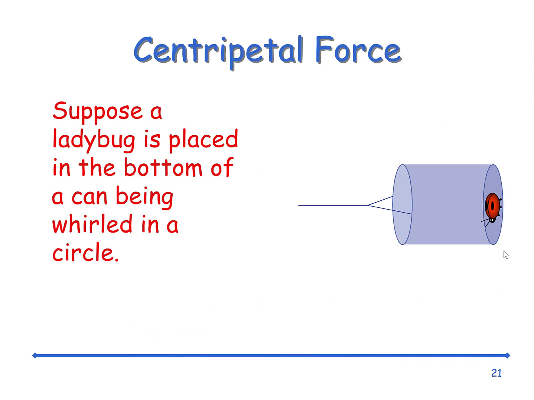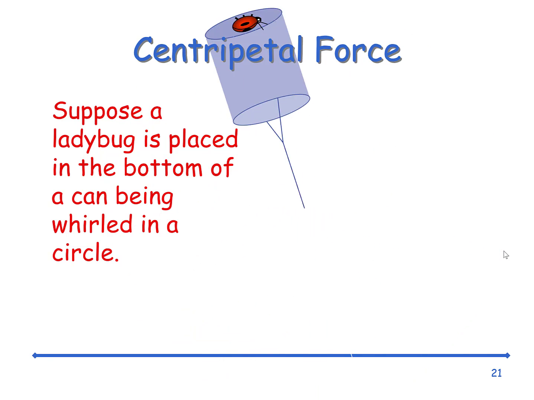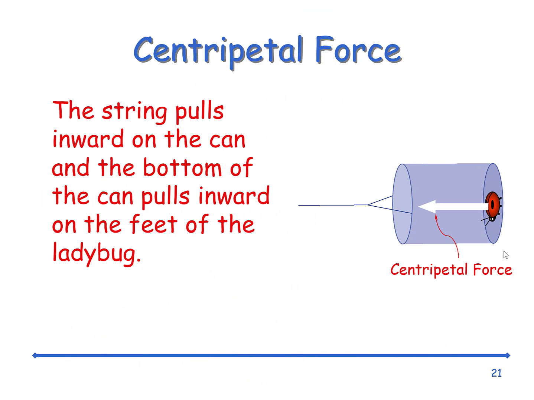All right, so suppose we have a ladybug that is placed in the bottom of a can that is being whirled around in a circle. You put something in a can, there's some string attached to it, and you're spinning it around in a circle. That string is pulling on the can inward towards the center of that rotation, and so the bottom of the can is also pulling inward on that ladybug.